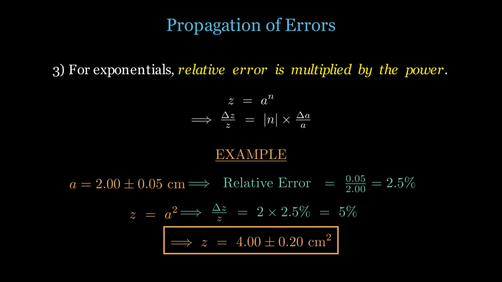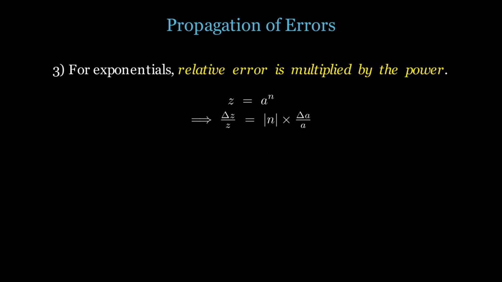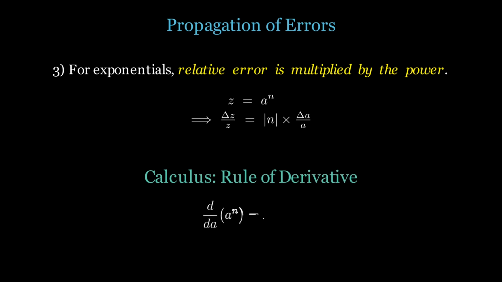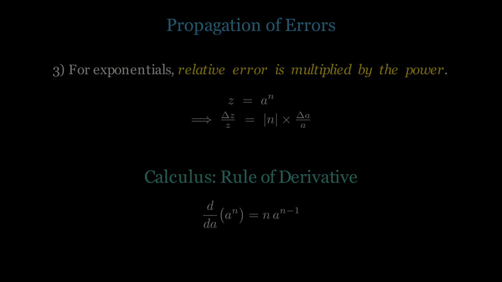This last rule actually comes from calculus. The derivative of a to the power n is n times a to the power n minus 1, and so small changes in the base lead to scaled changes in the output. So in essence, these rules help ensure that your calculated results carry uncertainties that reflect the quality of your measurements, a central goal in experimental physics.